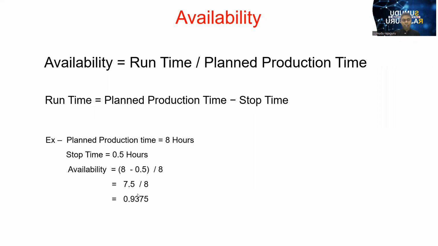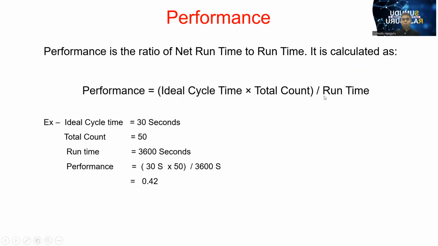So 0.9375 is the availability. Now we have to find out the performance. What is the equation for performance? Performance equals ideal cycle time into total count divided by runtime. So ideal cycle time is 30 seconds, total count is 50, runtime is 3600. So performance equals 30 into 50, ideal cycle time into total count, divided by runtime. Then the answer came to 0.42. Now we have already calculated availability as well as the performance.